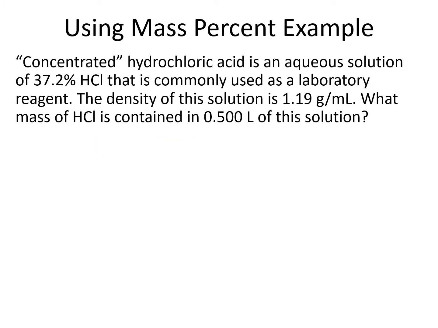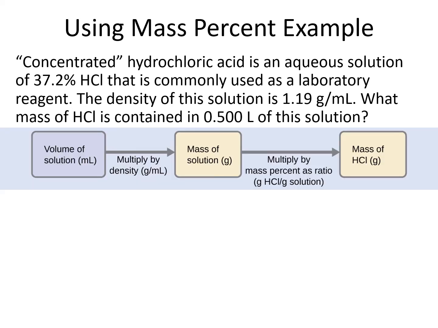In this next example, we're not calculating mass percent, we're actually using it as part of our problem. So what we're trying to find is the mass of HCl contained in 0.50 liters of a particular solution. We're told the mass percent of the solution, and we're told the density of the solution. So what we're going to do is take the volume that we're trying to solve for, our 0.500 liters, and first we're going to put it in milliliters so that we can use density, which is in grams per milliliter, as a conversion factor to change from milliliters into grams.